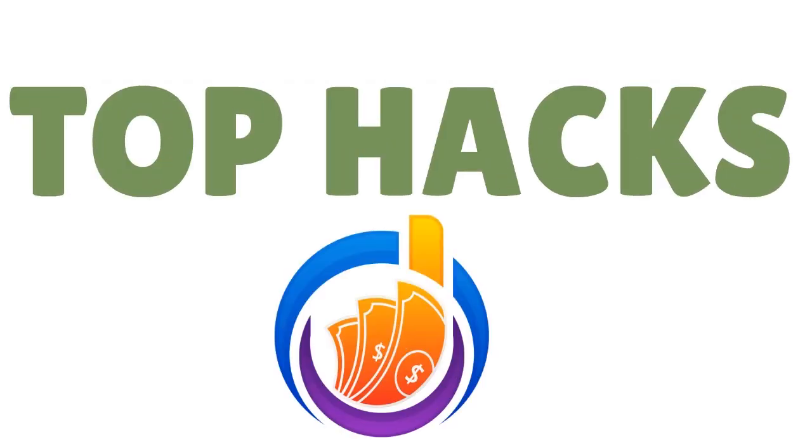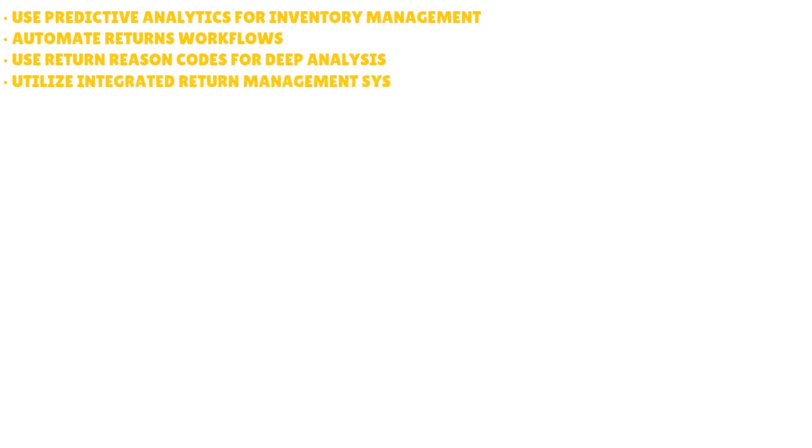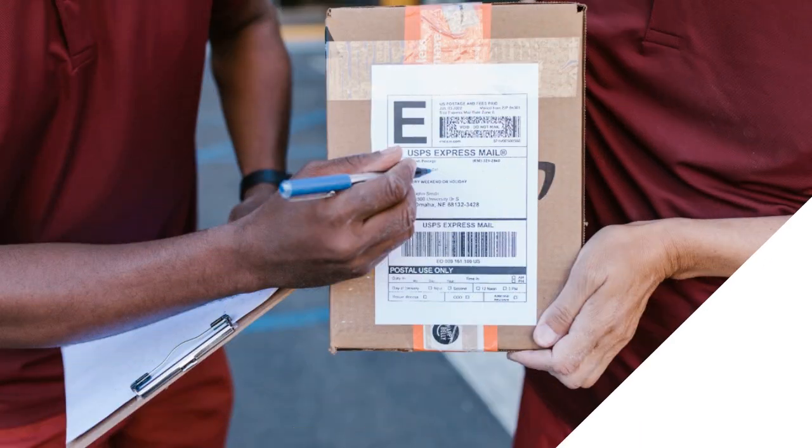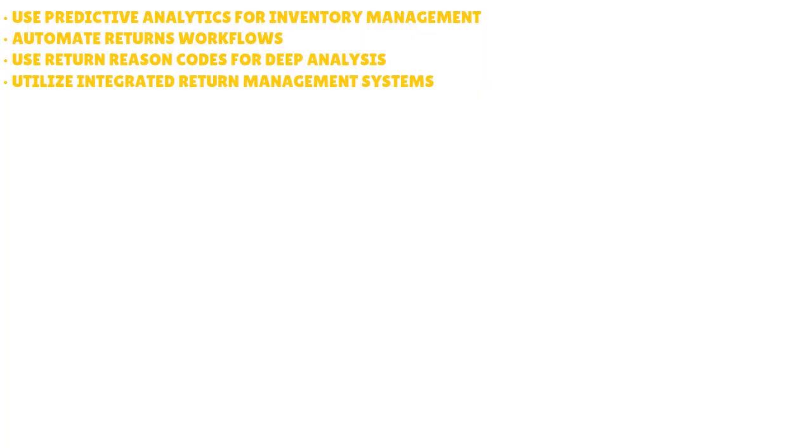So let me give you a few top hacks here. A few tips to manage RMA for your store. You want to use predictive analytics for inventory management. That's really important, especially with the rise of AI. So what do I mean here? Predictive analytics help you forecast return rates and accordingly adjust your inventory management. As you analyze past return data and customer behavior, you can anticipate potential returns and manage your stock levels more efficiently. You can also automate returns workflows.